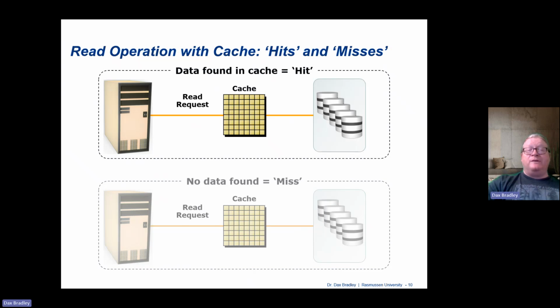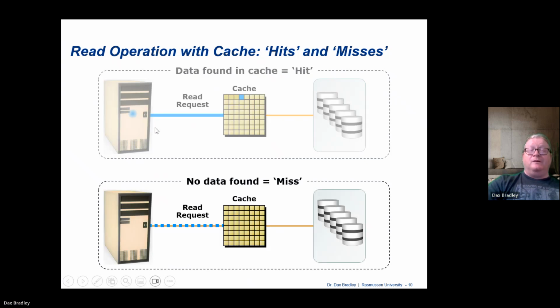So the read operation with cache includes hits and misses. For data found in the cache, in a hit situation, the read request is sent, there's a hit in the cache memory, and the data is acknowledged and goes back to the host. For a miss, as you can see depicted here, the request continues on out to the array, is acknowledged by the RAID, and bounces back.